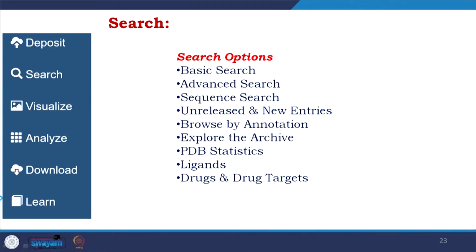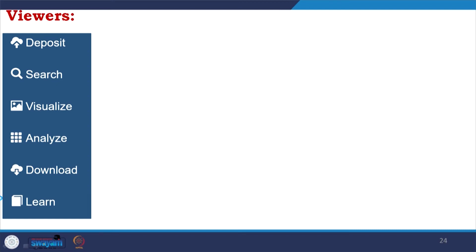Coming to search, the PDB, the Protein Data Bank, has made a lot of different options for searching: basic search, advanced search, sequence search, unreleased and new entries, browse by annotation, explore the archive, PDB statistics, ligand, drug targets. You have to change the words and do the searches and you will get what you want to get.